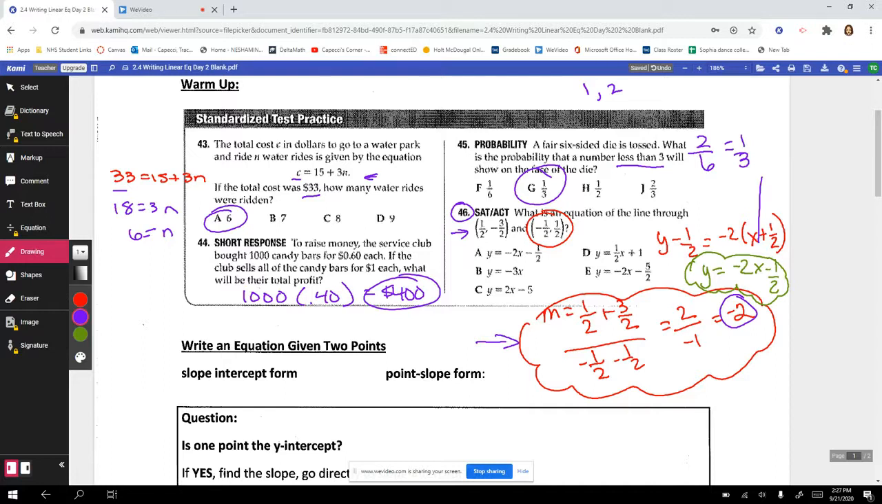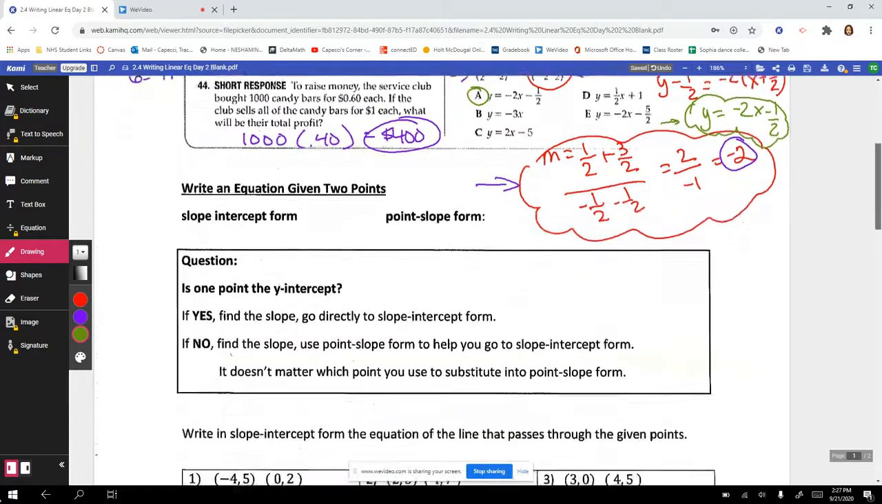Now, from there, I need to use point-slope form because neither of those points are the y-intercept. I chose to use this point right there. There's my equation that I set up. y minus y1/2 is equal to -2, which is the slope, times x plus 1/2. So from there, once I did all my algebra, I end up with y equals -2x minus 1/2, which is letter A. All right, now we're ready for our lesson.